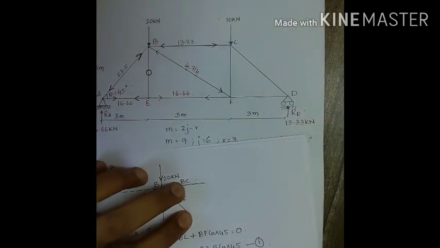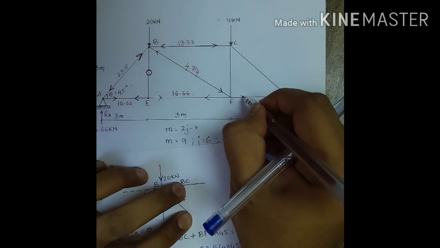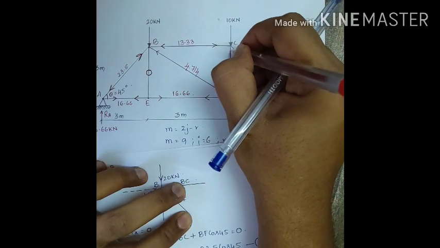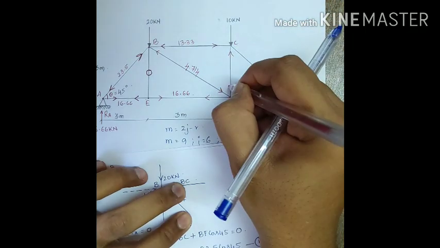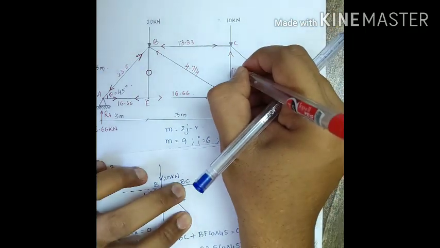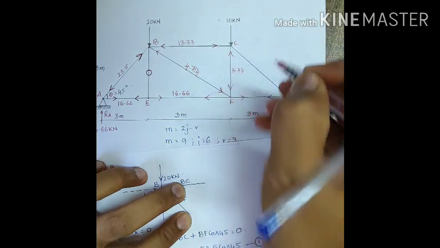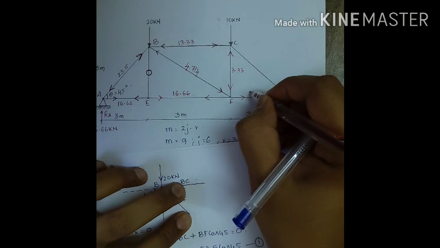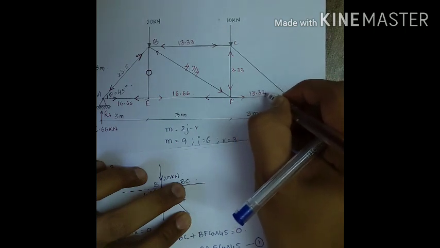Therefore at this point this is tension, this is also tension, this is tension, this is also tension. So FC is 3.33 and this is 13.32.